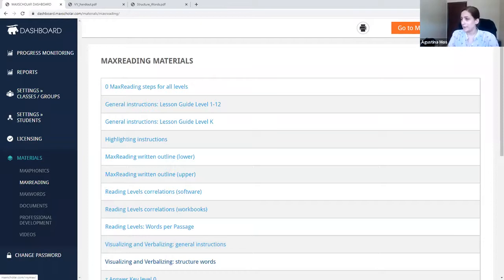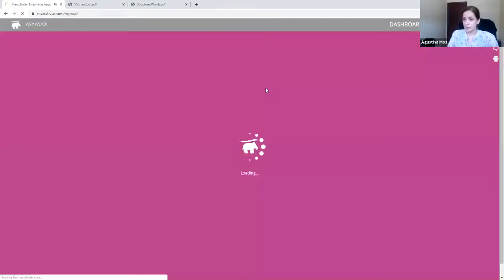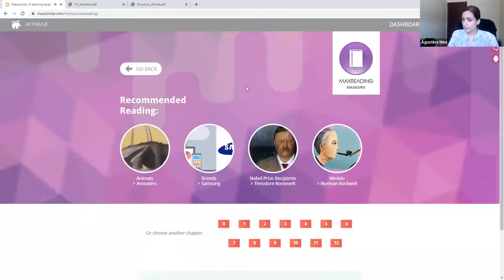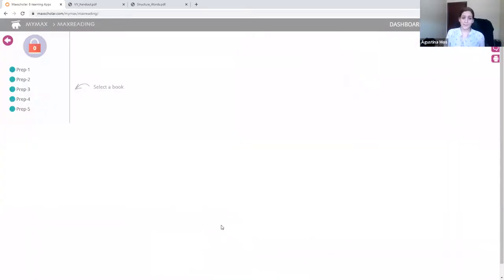So I'll go to my max. I'll go to max reading. Remember, as a teacher, you have access to all the levels. 0 is the one that I'm interested in right now. Although the visualizing and verbalizing is not only done with pictures, we started off with pictures, but it can also be done with words, with sentences, with paragraphs, with an entire page of text. But we started off with pictures on level 0.